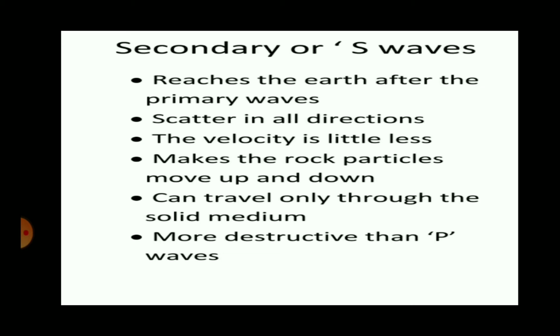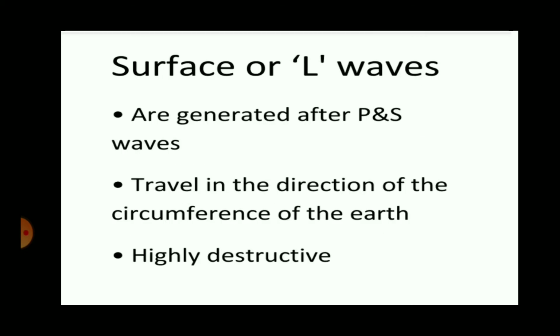Now comes the most destructive wave, the L waves or the surface waves. So always remember, in types of waves we have P, S and L. P for primary, S for secondary, and L waves, meaning the surface waves. So these primary and secondary waves cause the shaking of the earth's crust.